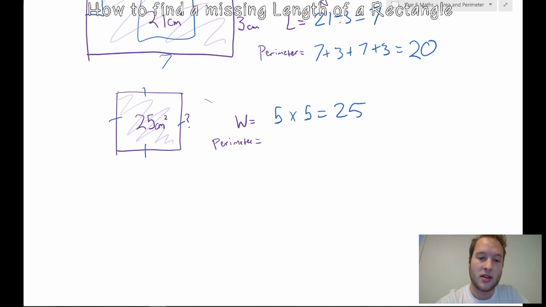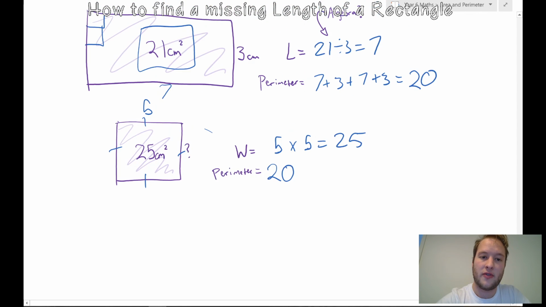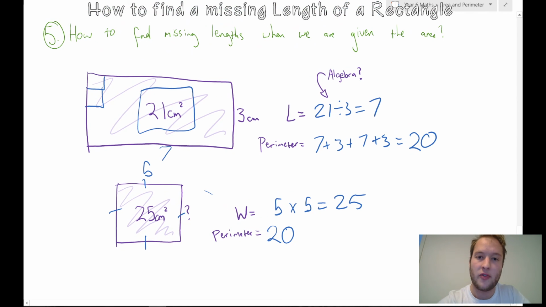And then perimeter, I just now know that this is 5, right? So 5 plus 5 plus 5 plus 5 is 20. Yeah, just add them all up. All right, and that is it for today. Hopefully you're now prepared for finding missing lengths on rectangles or squares.